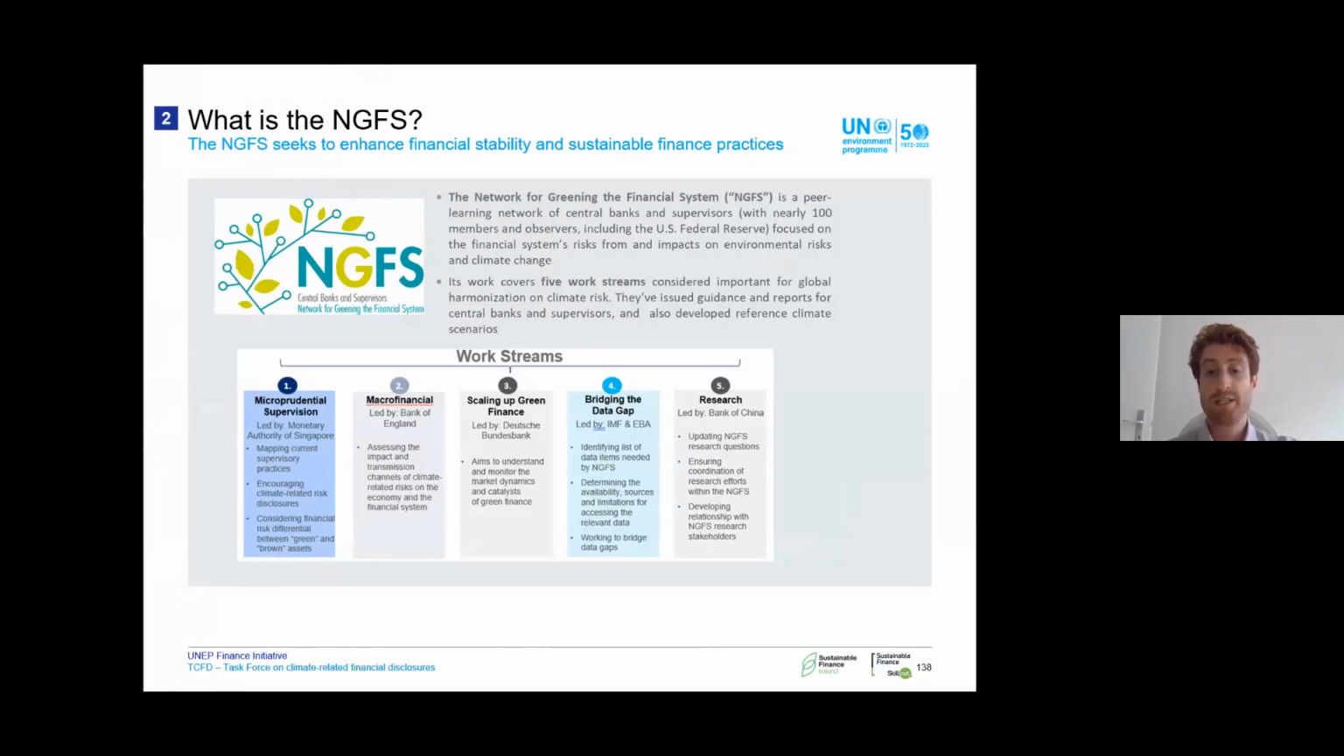So once again, returning to the Network for Greening the Financial System, the work that they do on scenarios is really held and done by their macro financial work stream that's led by the Bank of England with heavy involvement from Banque de France and also the DNB in the Netherlands and the Bank of Canada. They also have other work streams that look at supervision, at green finance, data issues, as well as additional research topics. At this point, they represent nearly 100 global regulators on 6 continents.